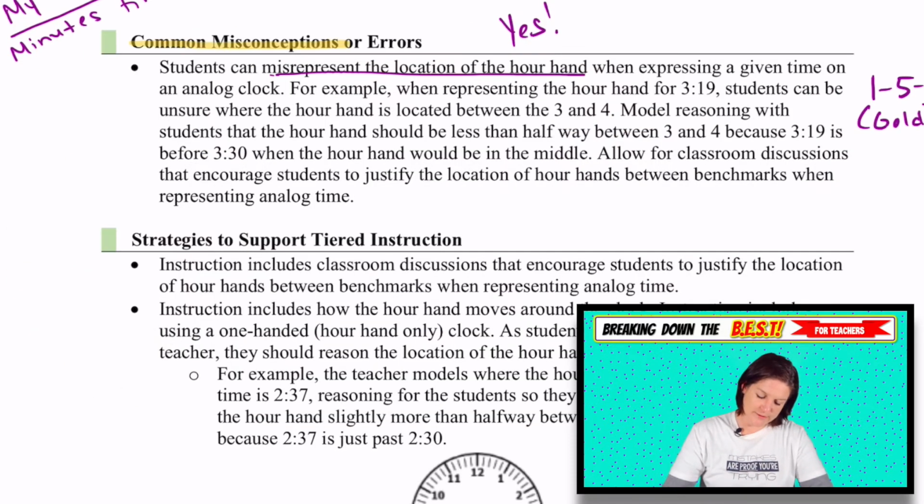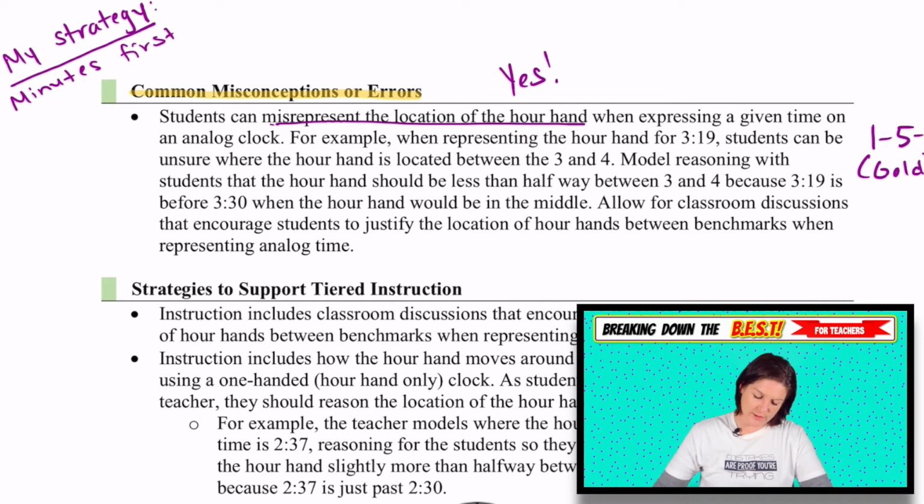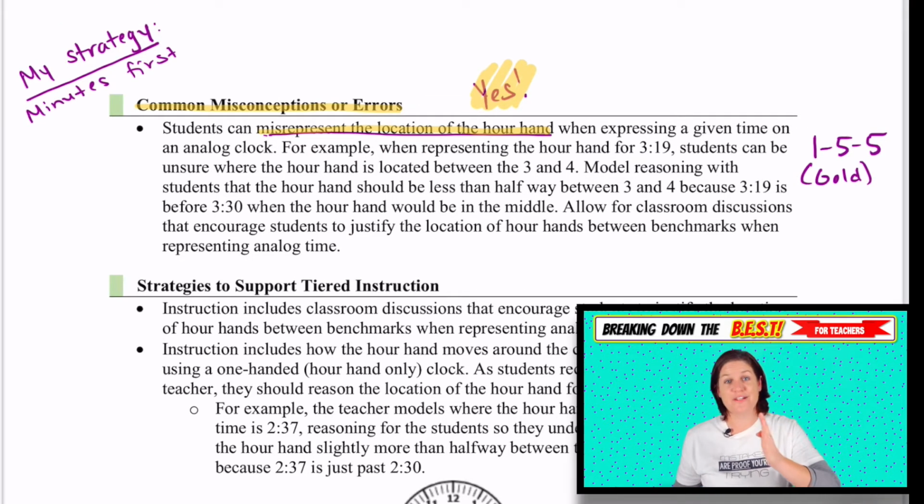This is the common misconceptions and errors that students can make. It says that students can misrepresent the location of the hour hand. This is the big thing. And I said, yes. As the minutes get closer and closer to the next hour, that hour hand gets closer to the next hour, and students can get all messed up. So there's a lot of practice with this.